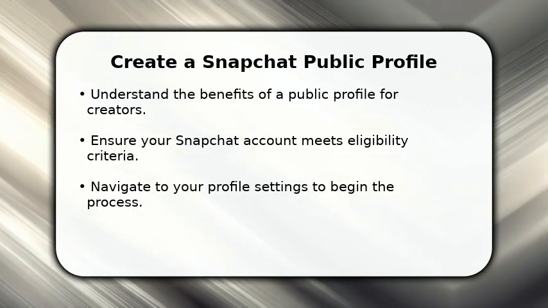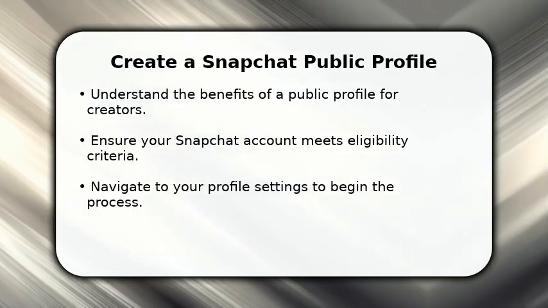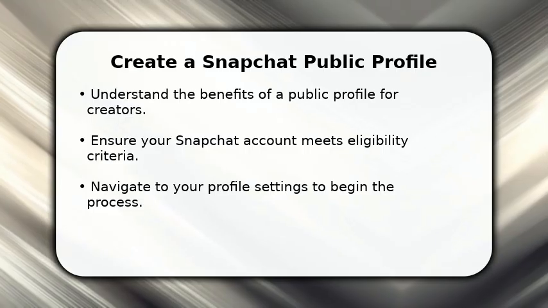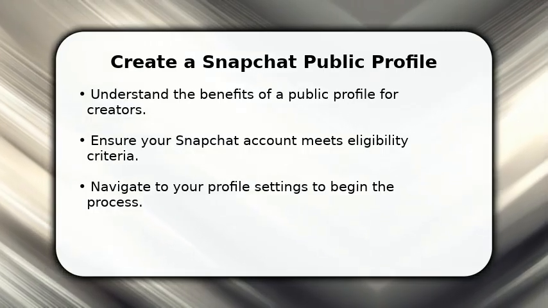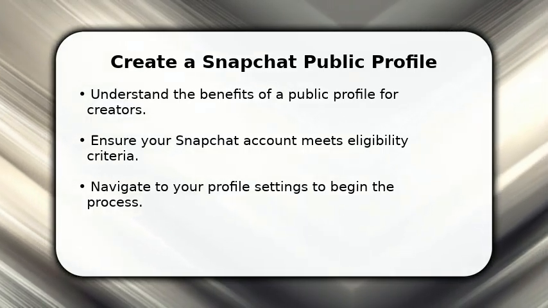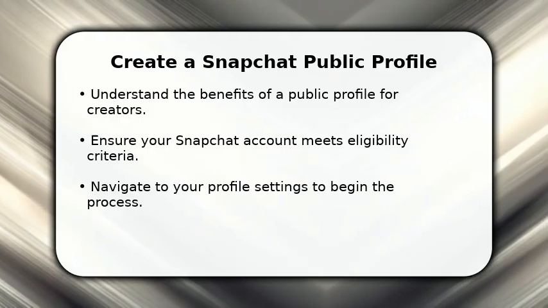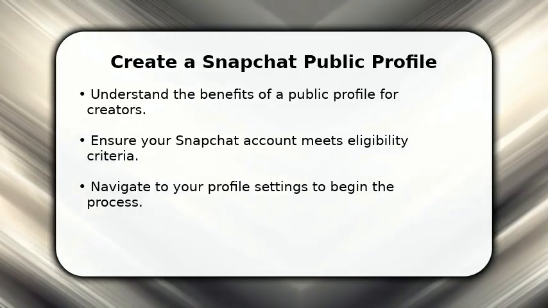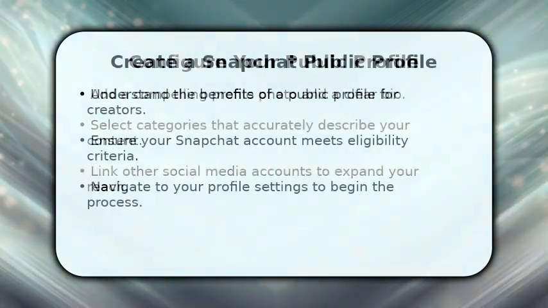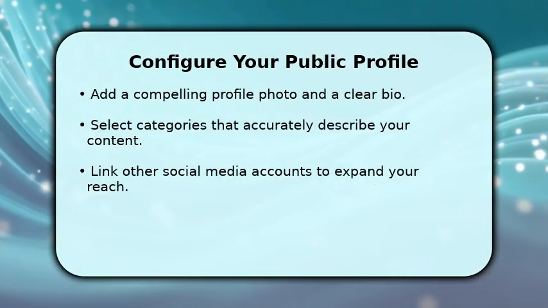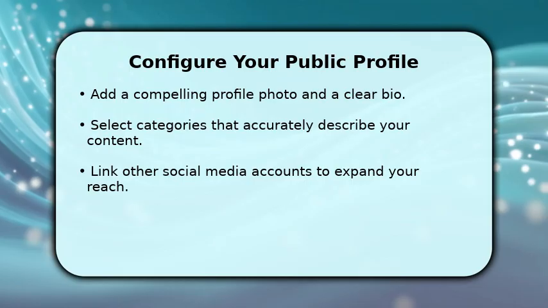Next, confirm your account meets the basic eligibility requirements, such as being over 18 years old and having a certain number of followers. Then, we'll guide you through the initial steps within your Snapchat profile settings to start the creation process. Once you've initiated the public profile creation, it's time to personalize it.